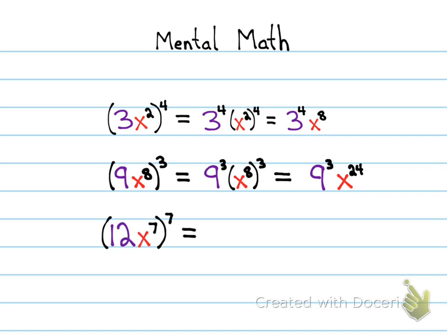Okay, same thing here. If I have 12x to the 7th, to the 7th power, I'm going to give that 7th power on the outside of the parentheses to each term. So I should have 12 to the 7th and x to the 7th to the 7th. So I'm going to give that power to each term. And 12 to the 7th, I'm going to leave that alone. And then x to the 7th to the 7th, I'm going to multiply 7 times 7. So I should get 12 to the 7th, x to the 49th.